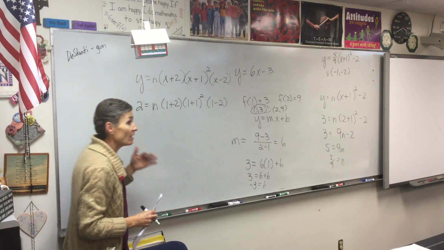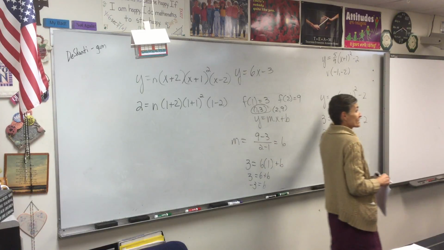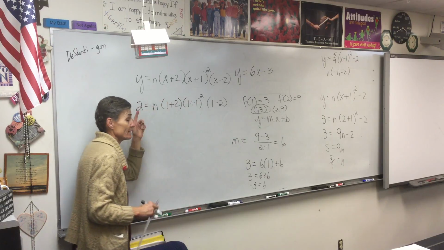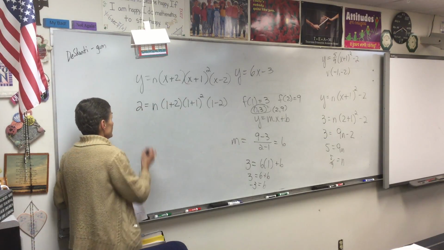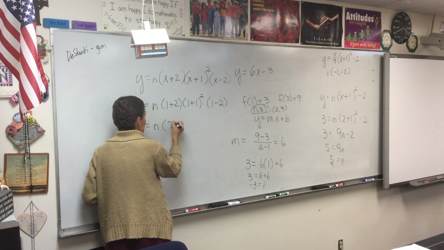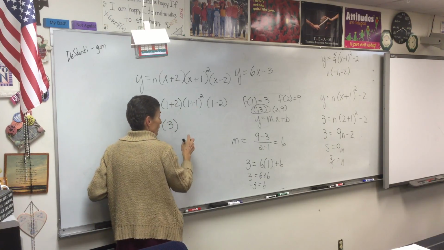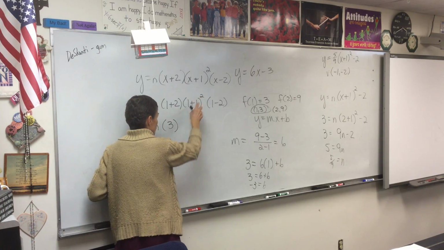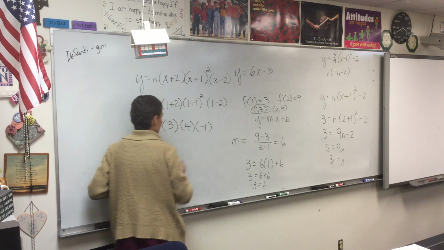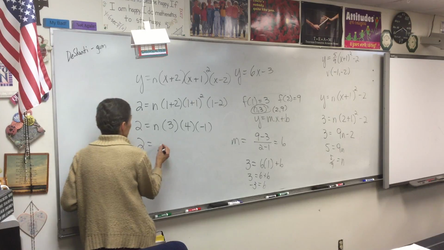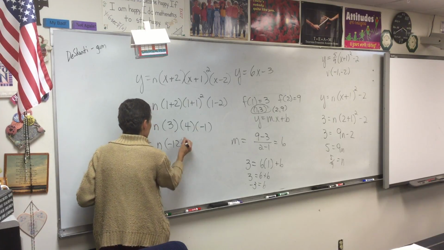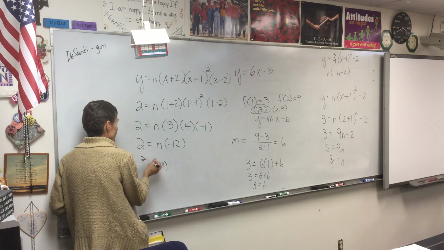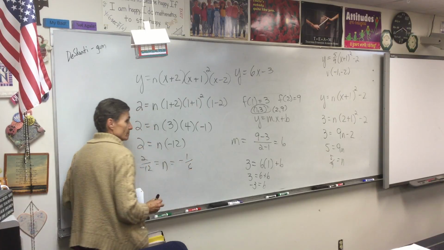They gave me that other point. It's like in this problem, the directions said it contains this point, and that was the point we plugged in. Well, this curve contains the point (1, 2). So, 1 plus 2 is 3. 1 plus 1 is 2, squared is 4, times negative 1. So 2 equals n times negative 12. So n equals 2 over negative 12, negative 1/6.